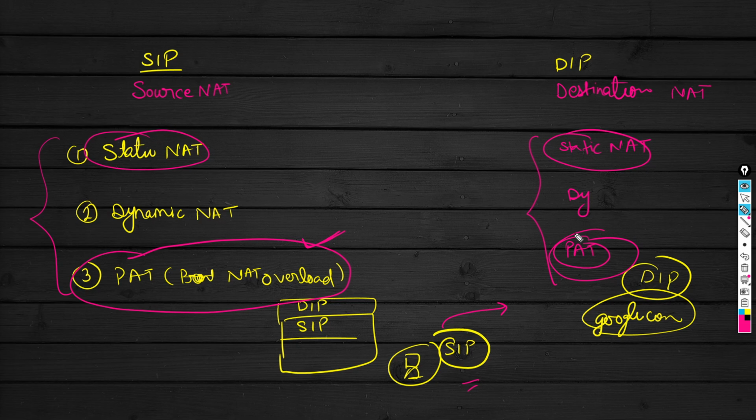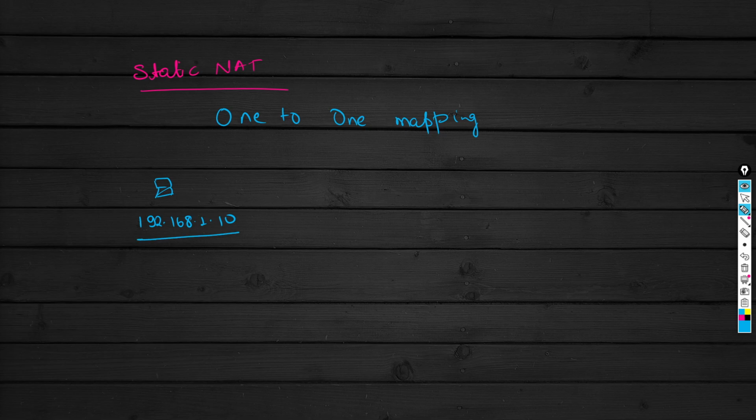So now let's talk about static, dynamic, and PAT. Right, so very first, static NAT. Static NAT means one-to-one mapping. For example, your laptop has an IP address of 192.168.1.10. But obviously, this is your private IP address and it cannot go to the internet.